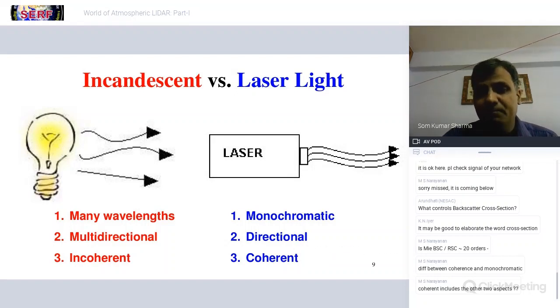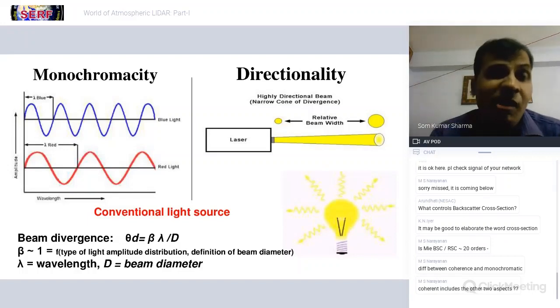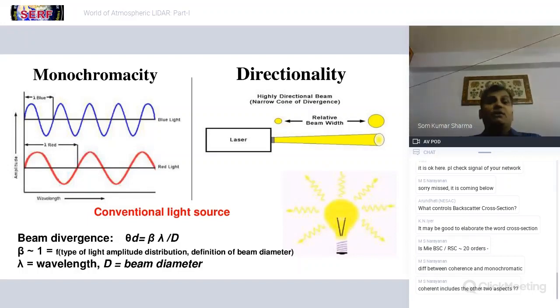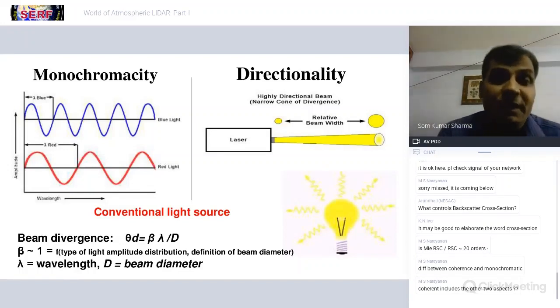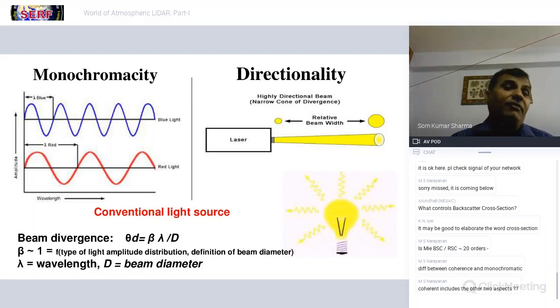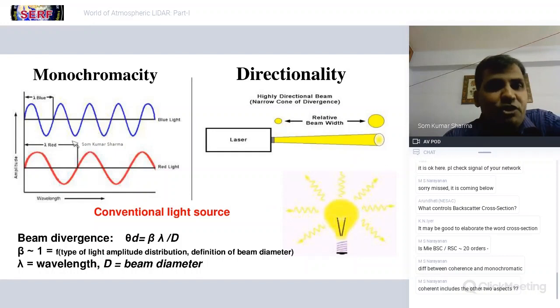Moving further, a little bit. What is monochromaticity? I told you verbally, but if you see it diagrammatically, it will get printed in your mind. If you see here, if it is lambda, it is blue light. If you take the blue light and plot it like that, you can see this is the wave.